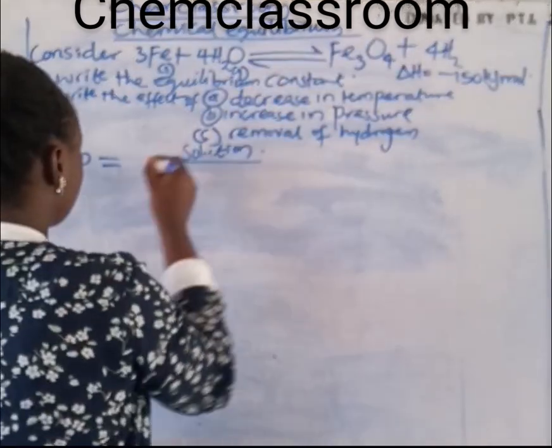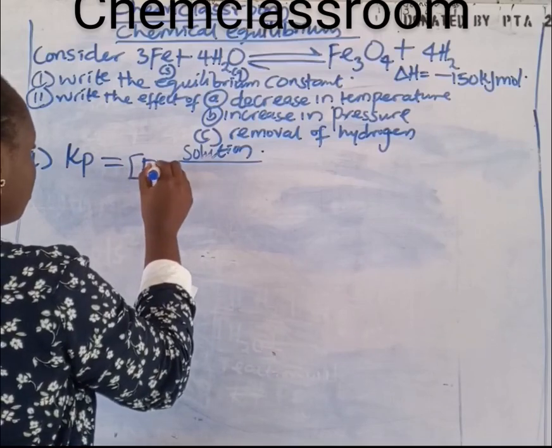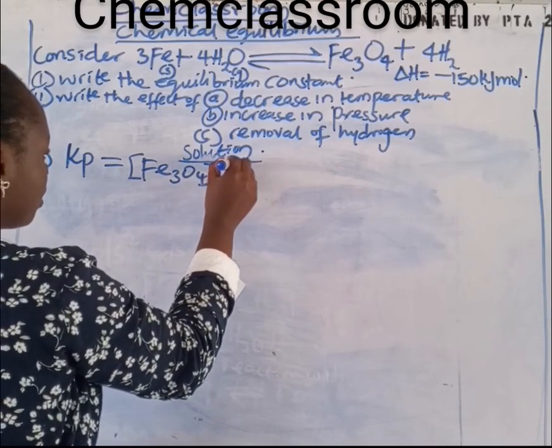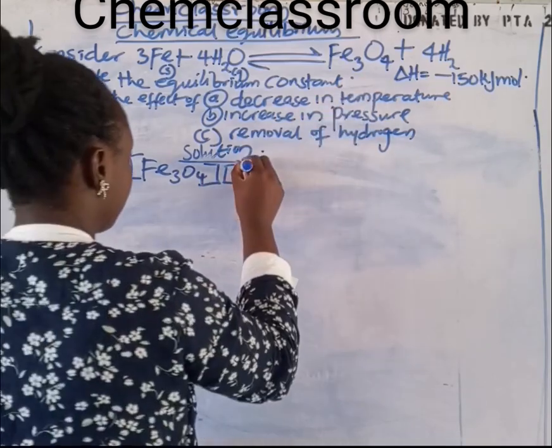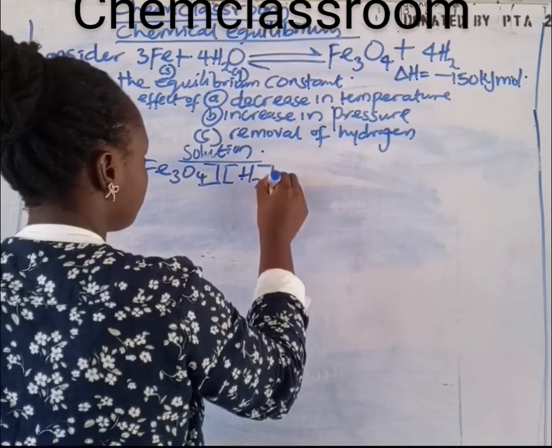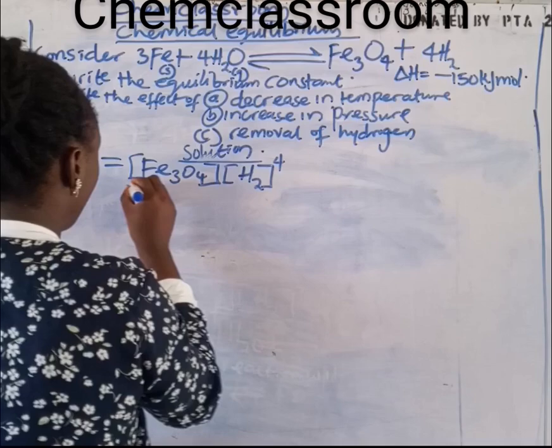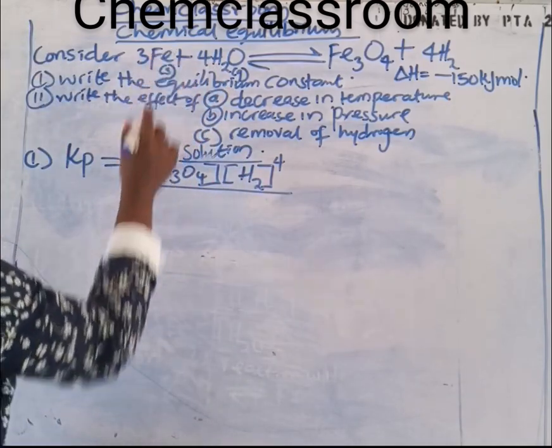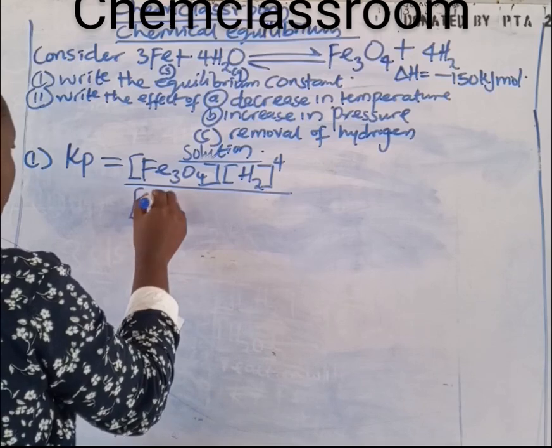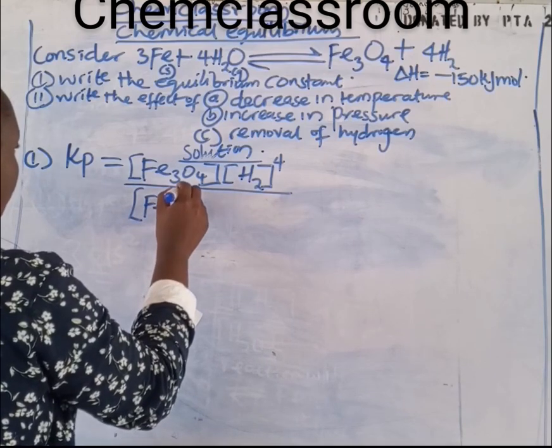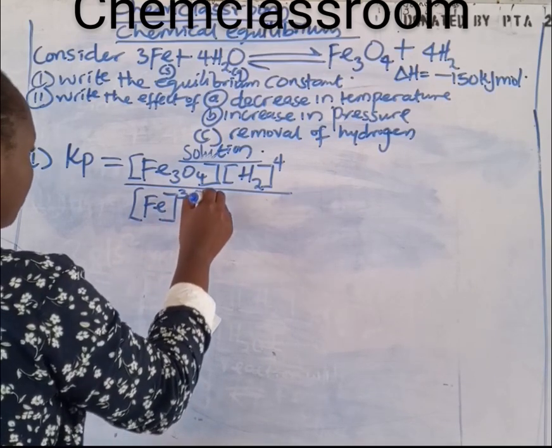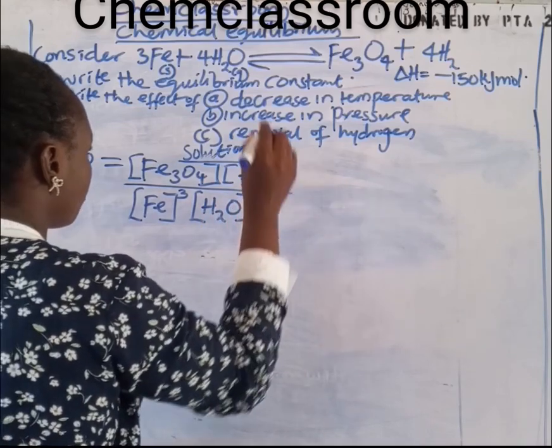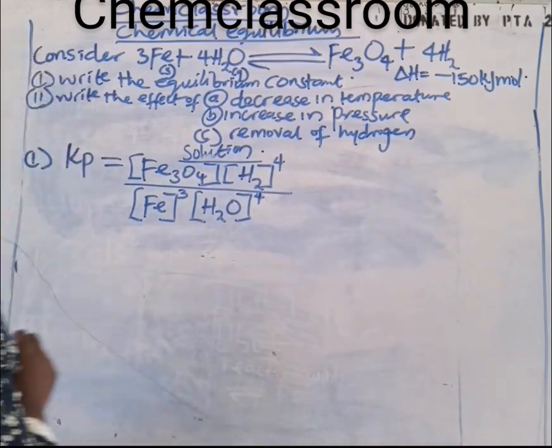Here I have what? Fe3O4 in square brackets. Then I will write another square bracket for hydrogen raised to the power of 4, over, I have my iron raised to the power of 3, and another square bracket, my steam H2O raised to the power of 4. So we are done with that.